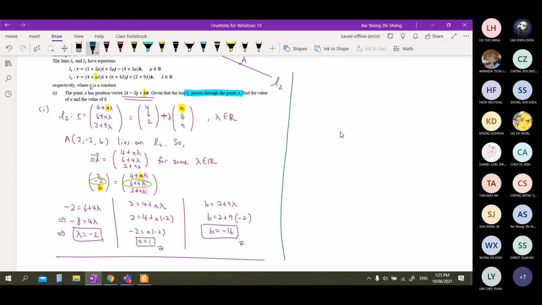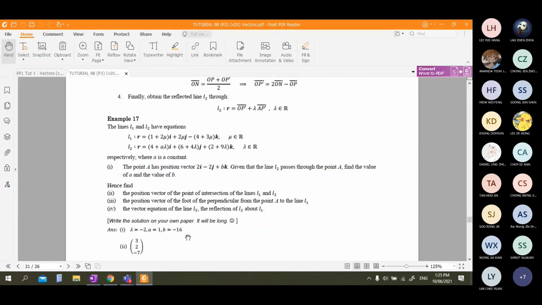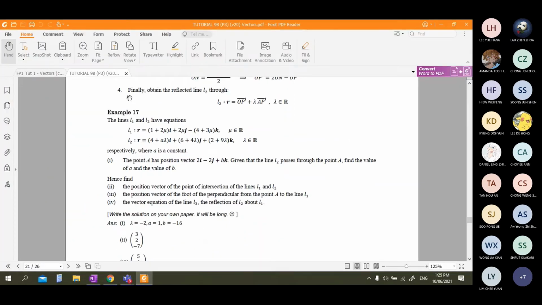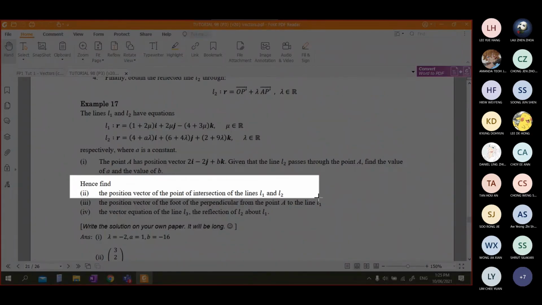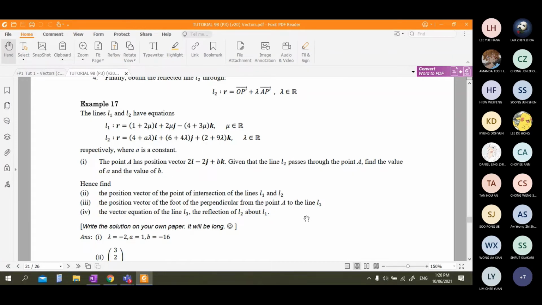And next I continue with part 2. Hence find the position vector of the intersection point of the lines L1 and L2.